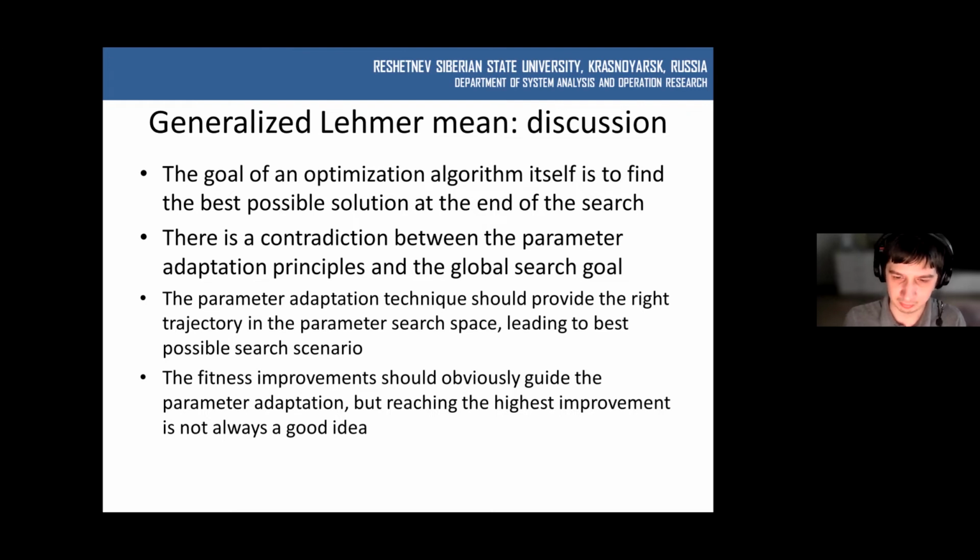So sometimes getting less improvement is a good idea. And this biased Lehmer mean shows this. Yes, we are not setting the memory cells to the mean value. No, we're always making larger values. And this is what actually helps us find better solutions at the end of the search. So yes, fitness improvement should guide the search, but we should not follow it blindly. We should have in mind that our goal is not to get the best fitness improvements right now. We should get the best optimum at the end.